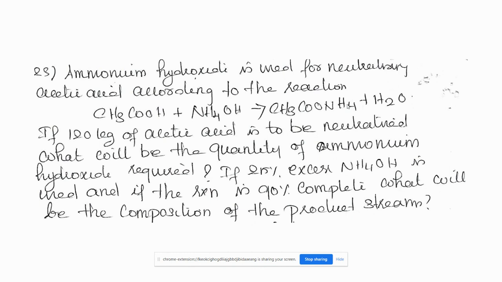Once again I repeat, ammonium hydroxide is used for neutralizing acetic acid according to the reaction CH3COOH plus NH4OH gives CH3COONH4 plus H2O. If 120 kgs of acetic acid is to be neutralized, what will be the quantity of ammonium hydroxide required? If 25 percentage excess NH4OH is used and the reaction is 90 percentage complete, what will be the composition of the product stream? We have to find the composition of the product stream. Same as the previous problems, but this is a neutralization problem. First we will write the relationship.